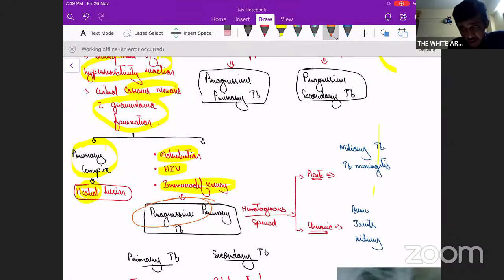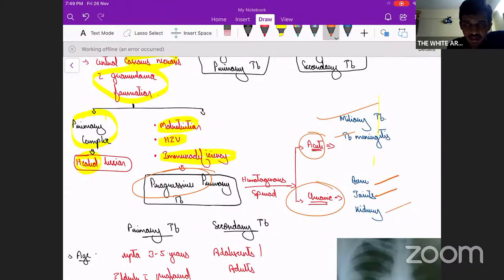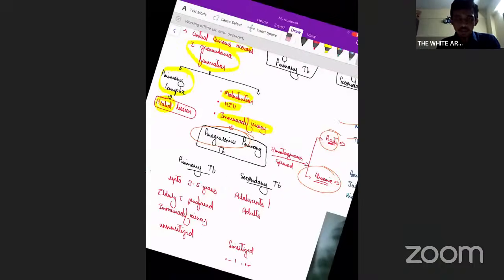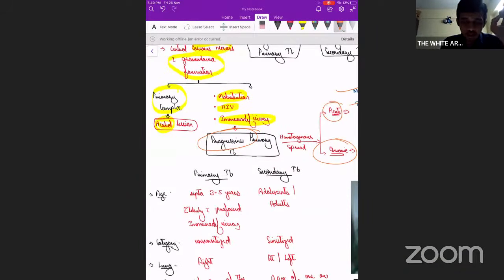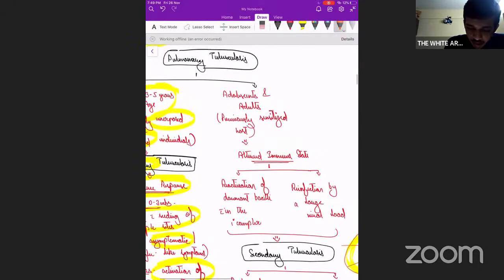If this undergoes further hematogenous spread, then you might end up with an acute presentation like miliary TB or TB meningitis, or later on bones, joints, and other visceral organs might get infected. Fine. So this was to do with primary tuberculosis. Next, we'll see what happens in the other group, adolescents and adults.